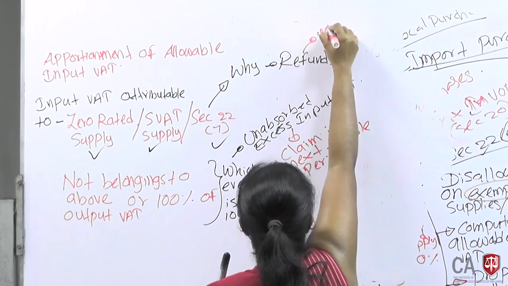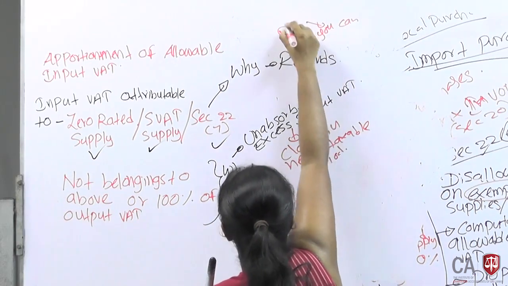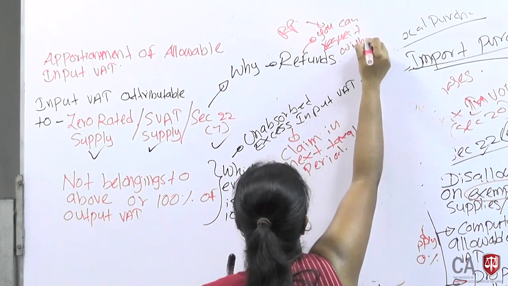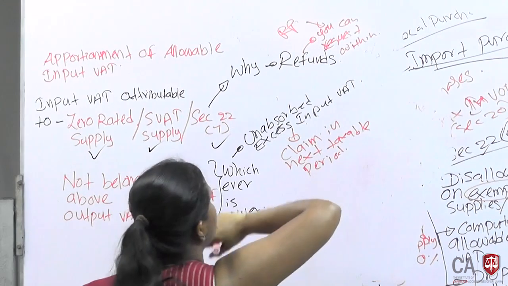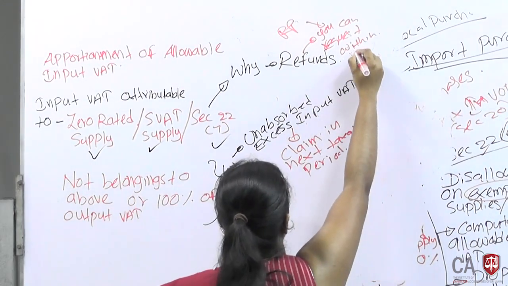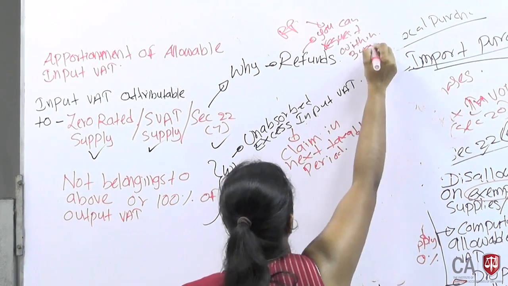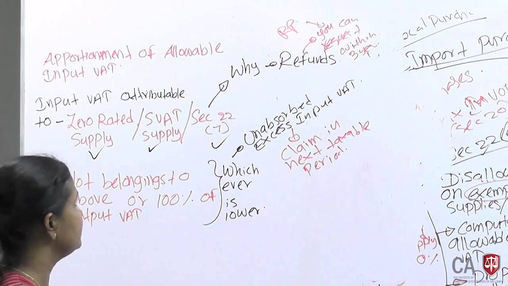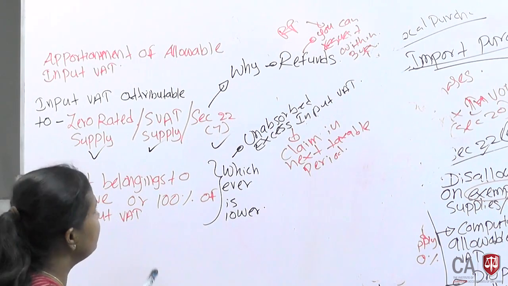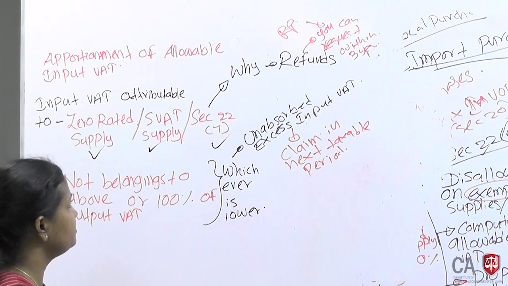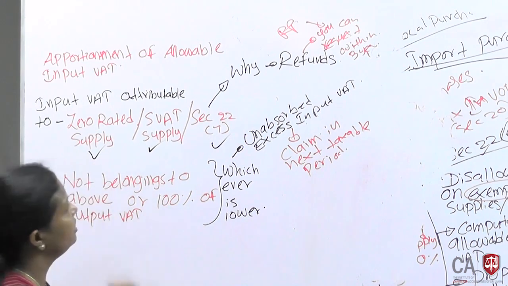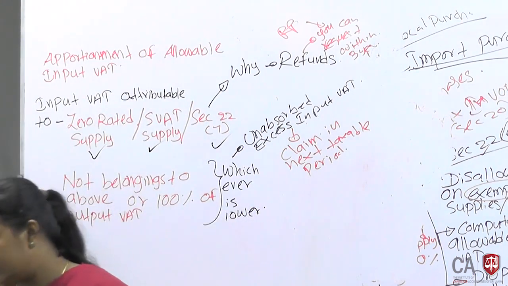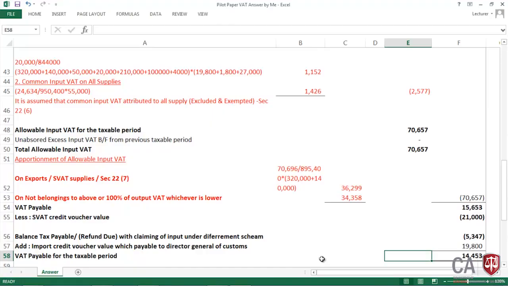Refunds: you mean a registered person can request within the 3 years period, ending with the taxable period. Okay, then this is the procedure. That's why we need to divide these two separately. This one I have done in the question. Please do this in the examination.